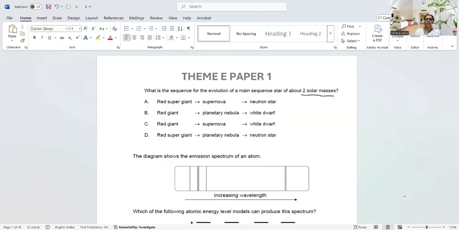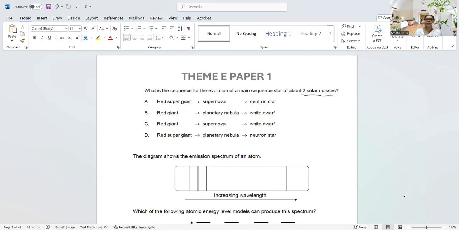In this video, we'll be solving theme E questions from past paper, and that is for paper 1 MCQ. So let's start. If you see this question, what is the sequence of evolution of a main sequence star that has a mass of about 2 solar masses?